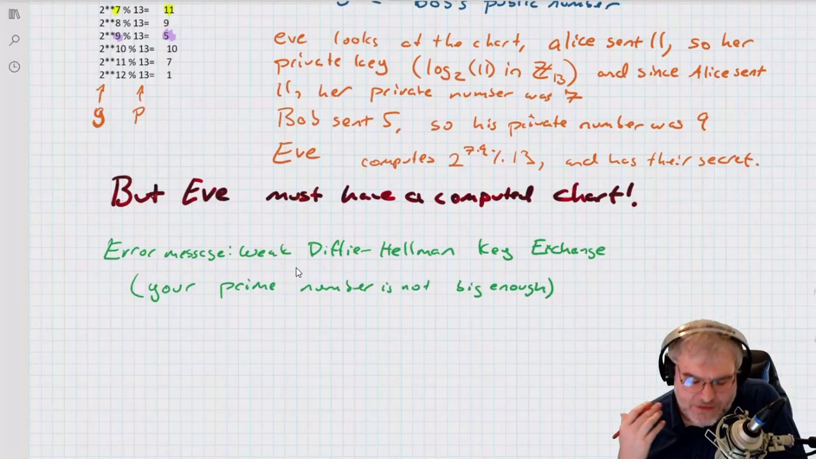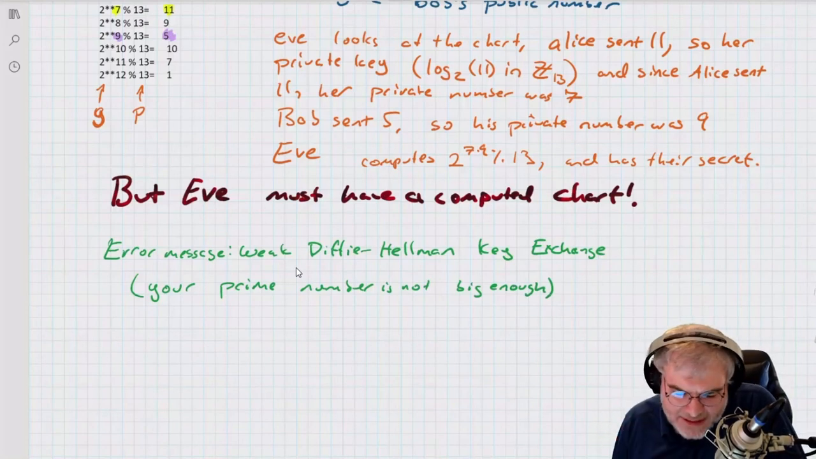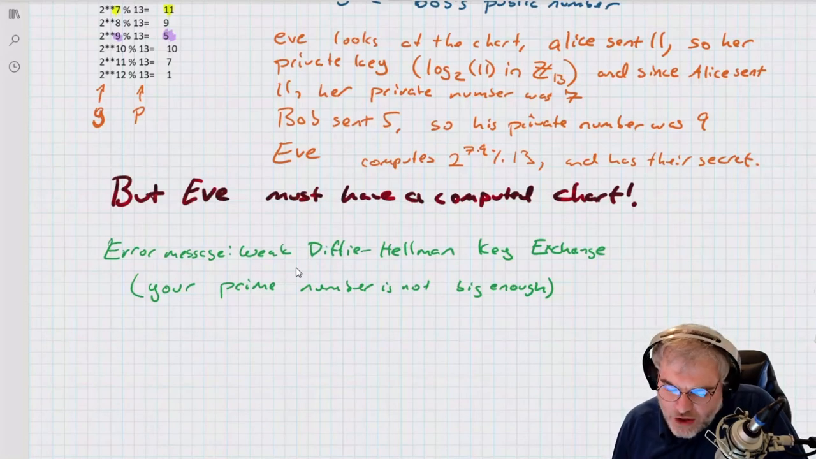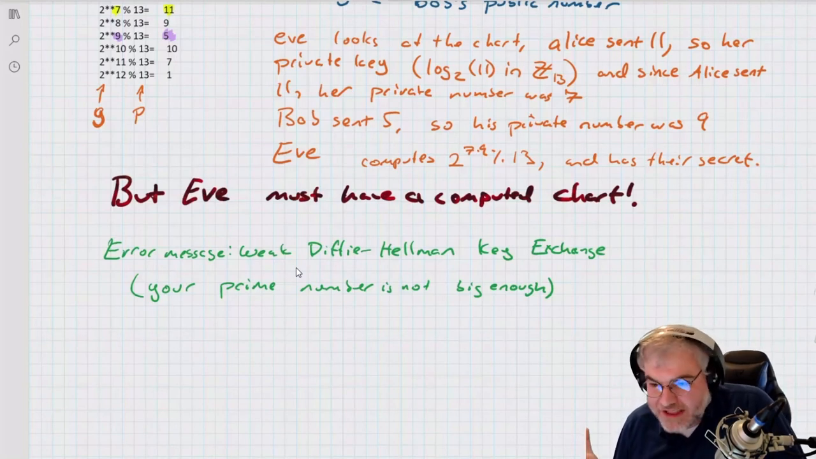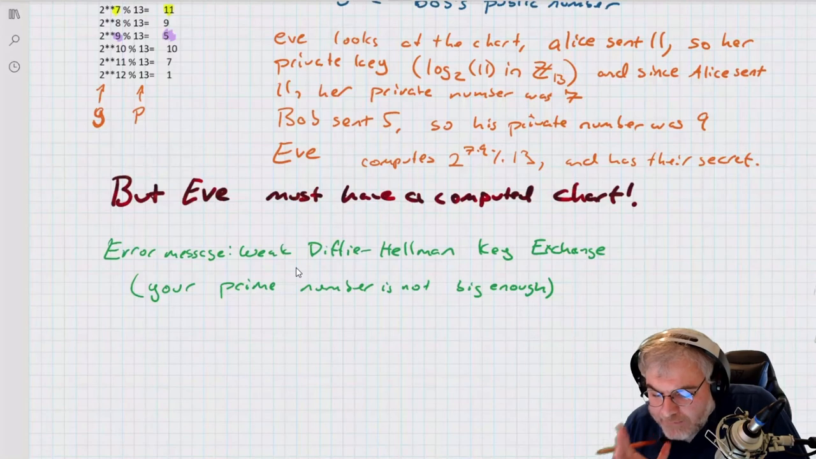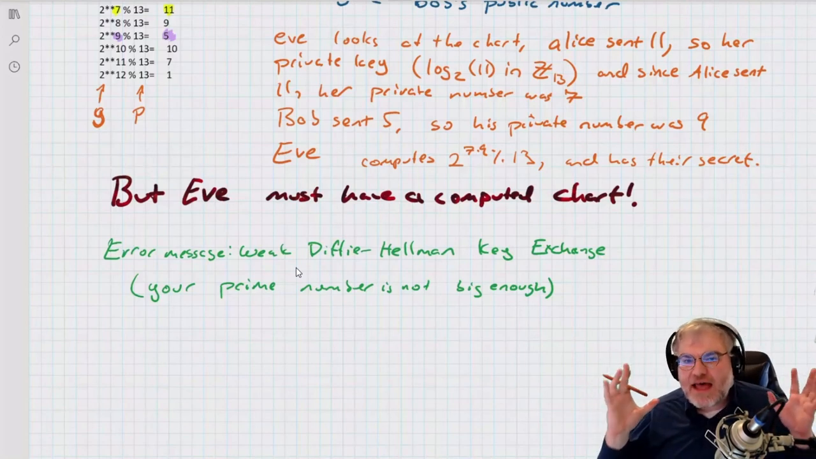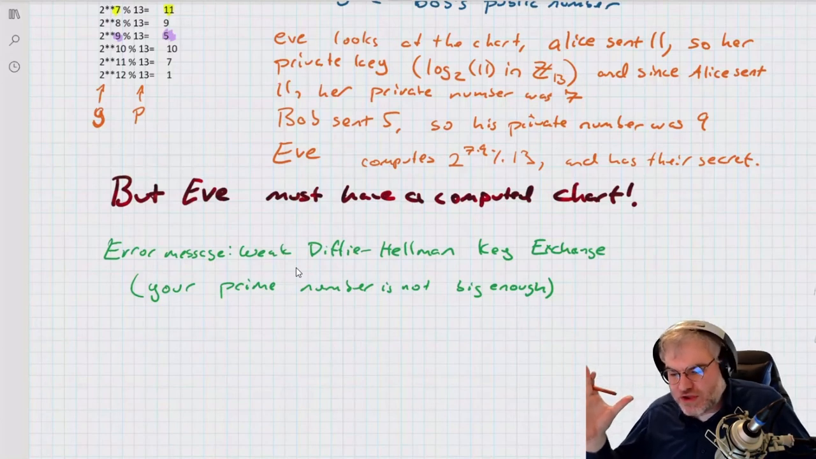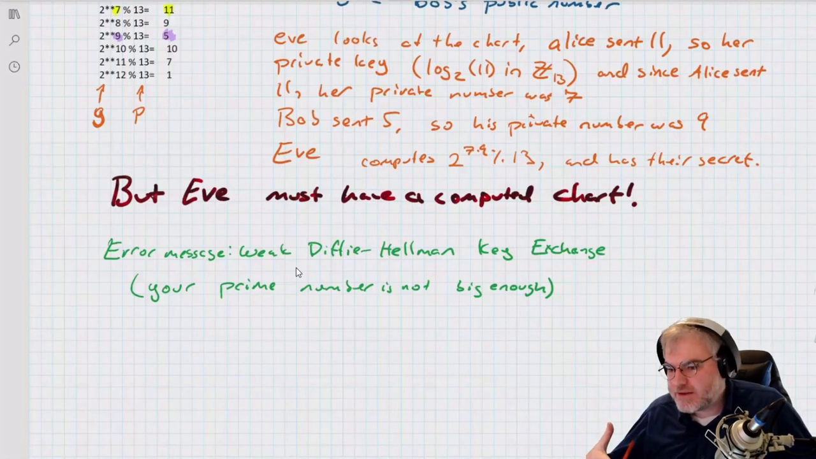Because remember, the big weakness in this thing is that you don't have to generate this every time you want to break the key. You only have to generate these tables once, and then they're lookup tables, right? So your prime number has to be big enough. Your G doesn't have to be big. Your G can usually be 2, but your prime number has to be big enough that they haven't spent the money yet to generate all of the log charts for that particular number.